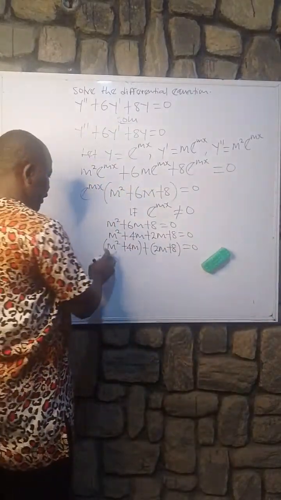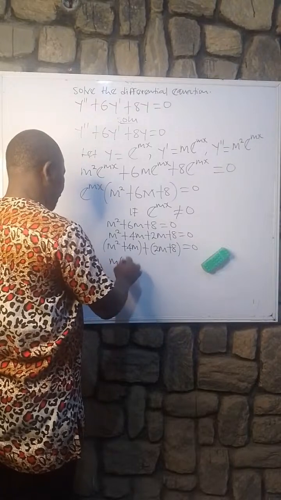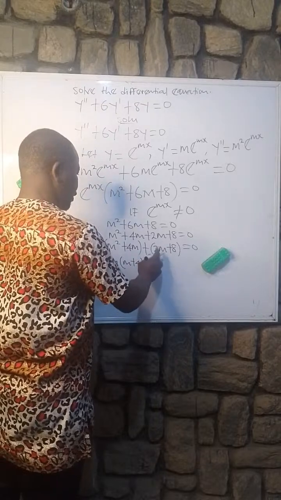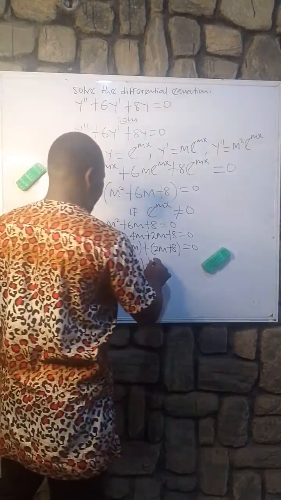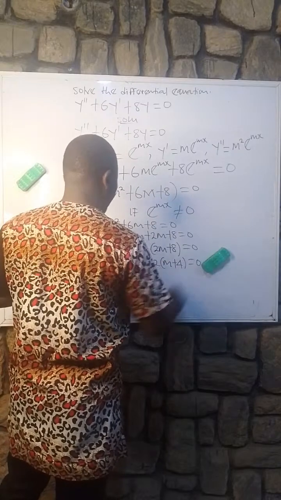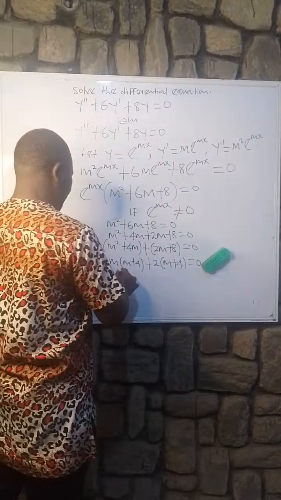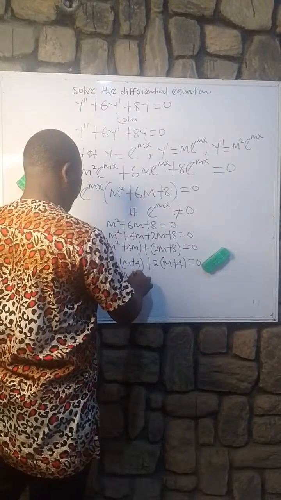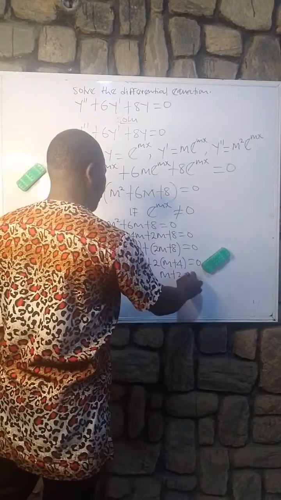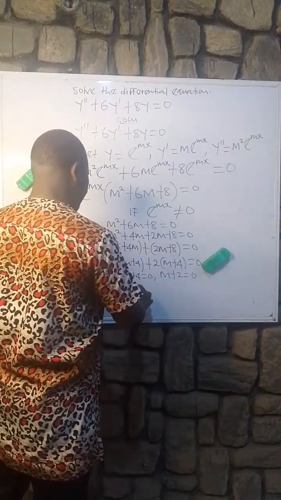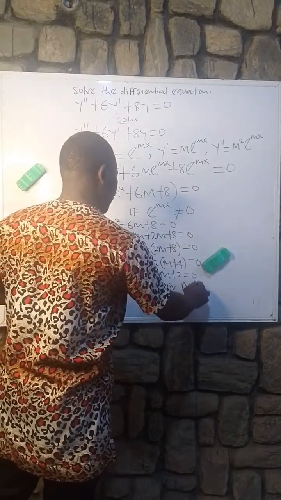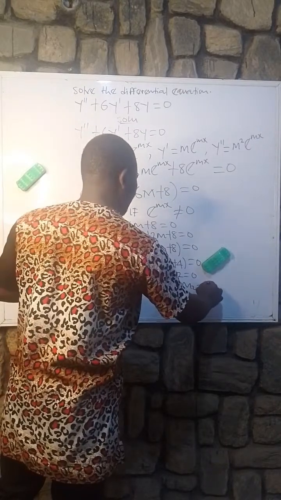What is common here? m. We factor it out: m times (m plus 4), plus what is common here? 2, right? Factor it out: 2 times (m plus 4) equals 0. So you can now see that m plus 4 equals 0 or m plus 2 equals 0. So our m1 is equal to minus 4 or m2 is equal to minus 2.